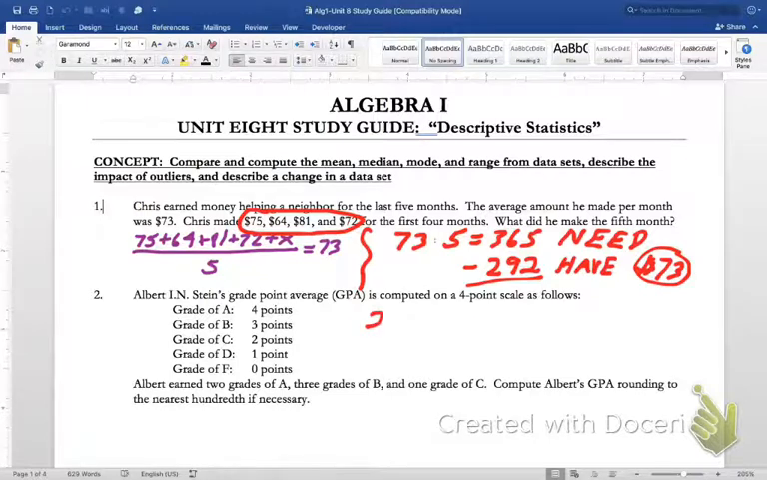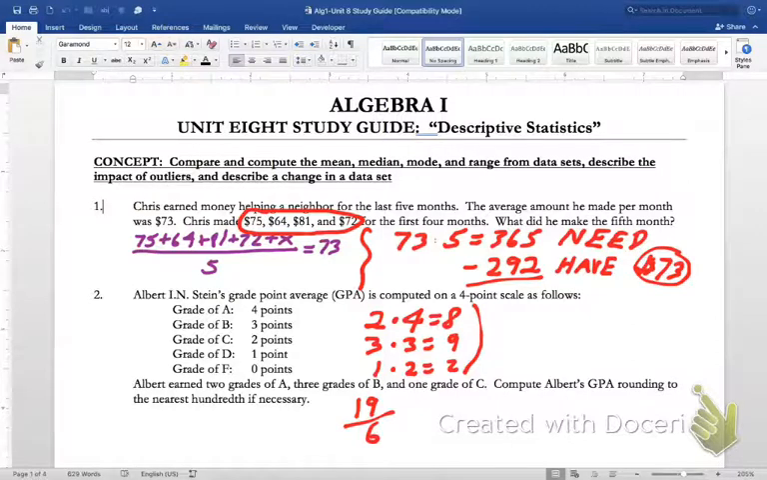If he has 2 grades of A, and an A is 4 points, we're going to take 2 times 4. That's going to give us 8. 3 grades of B. Every B gets 3 points, so 3 times 3 is 9. And 1 grade of C, and that's worth 2 points. So if I add 8, 9, and 2 together, I get a total of 19. And I'm going to divide that by 6 classes, and if I round this correctly, Albert has a grade point average of 3.17.